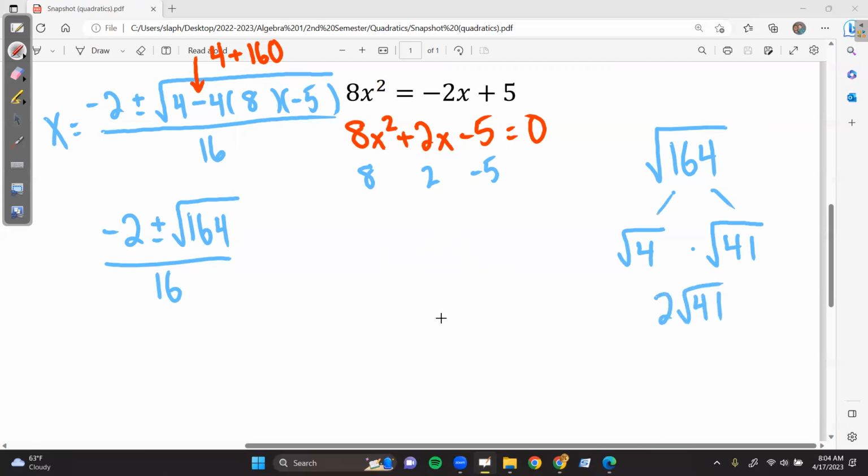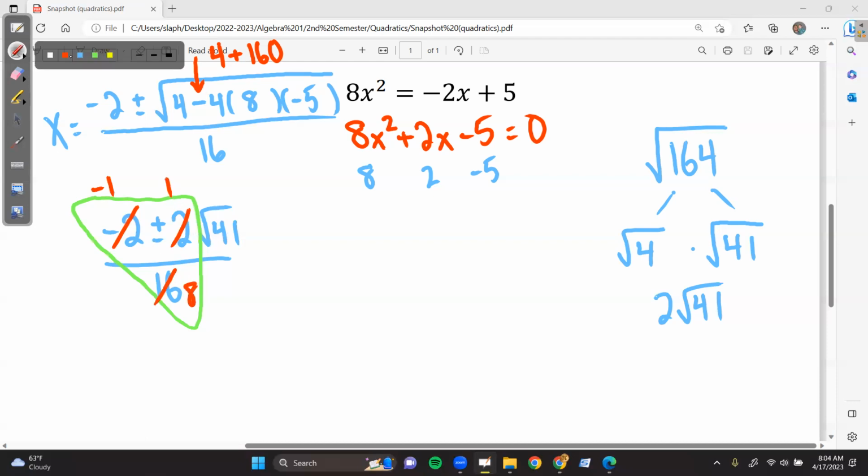And then again, I perform the swap. So I'm going to go back up to where it used to say root 164, and I'm going to improve that to say 2 root 41. And yet again, we see the Dorito, the triangle. And what can those all be divided by? 2. So this one becomes a -1. This one becomes a regular 1, and this one becomes an 8.